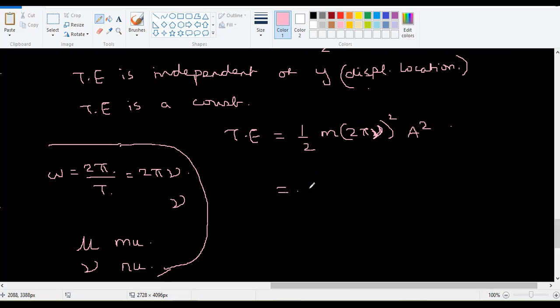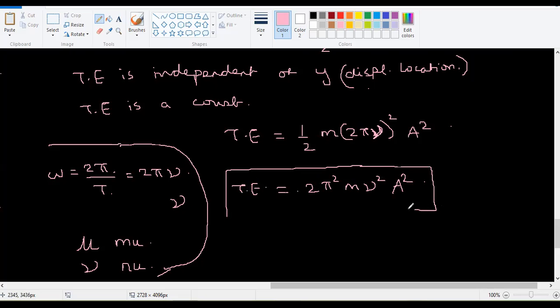So 2 and 2 will cancel. The remaining is 2 pi squared m nu squared a squared. So that's another expression. Somewhere in your 12th standard, very often you will be using this. So you'll see that the energy is proportional to the amplitude squared or frequency squared. Okay, so I think I covered all the things about total energy.